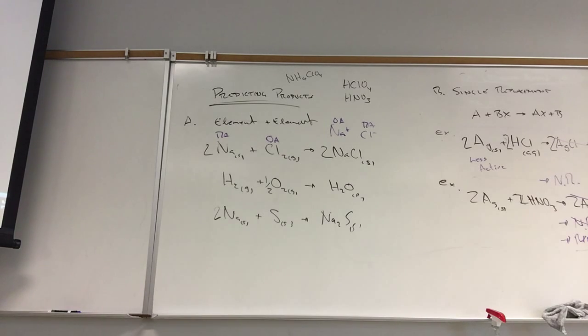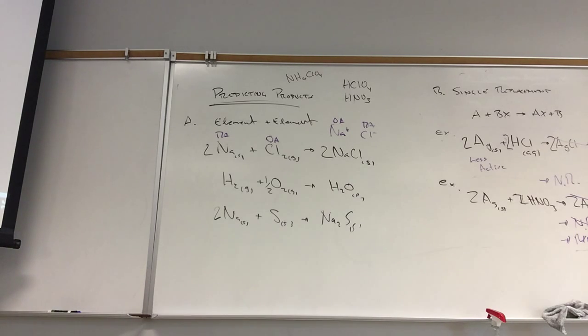But perchlorate's not on this chart, but you should be able to figure out where to position it based on its oxidation state. What is the oxidation state of chlorine in perchlorate? The oxidation state of chlorine in perchlorate is plus 7. How many valence electrons does chlorine have? 7.